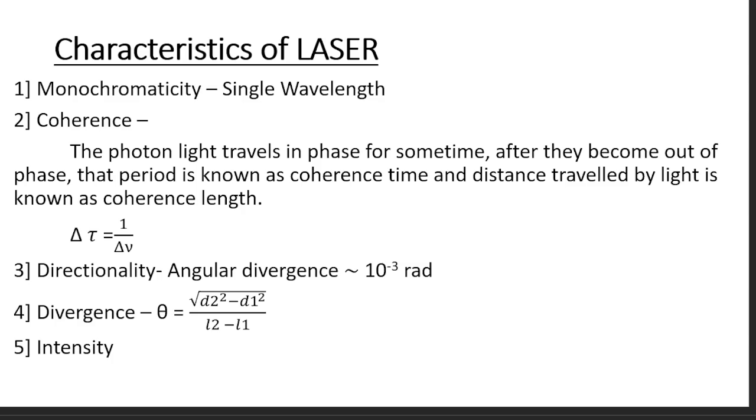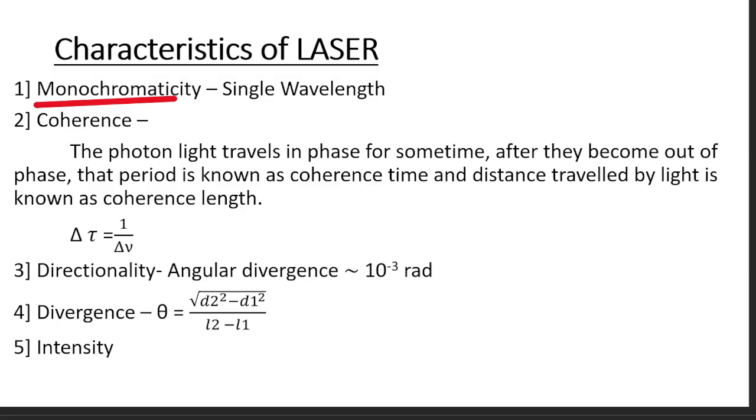The first characteristic is monochromaticity. Mono is nothing but single, and chroma is a Greek word used for color. If the light coming from the source has only one frequency of oscillation, the light is called monochromatic, and the source is a monochromatic source. Our laser gives us single frequency or single wavelength light. So the laser is highly monochromatic.